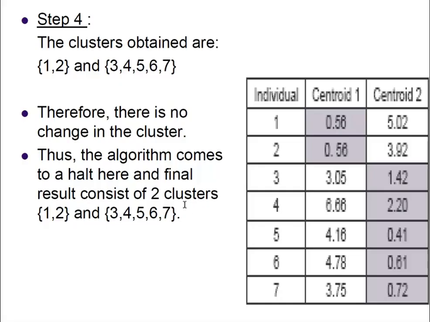And our final clusters are cluster 1, which includes only individuals 1 and 2, and cluster 2, which contains 3, 4, 5, 6, and so on. So in this example, the algorithm took just 2 or 3 iterations to converge on a very clean and intuitive solution. And that's exactly what we want from k-means clustering.